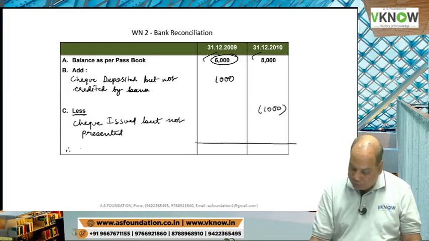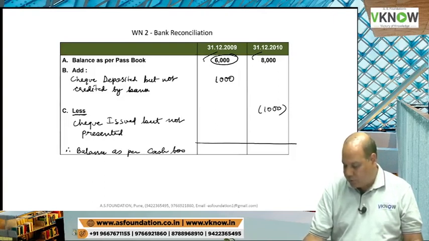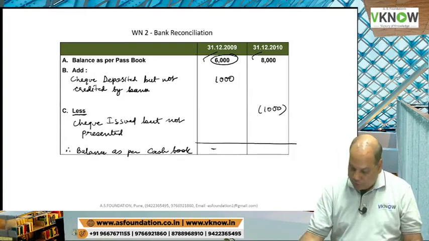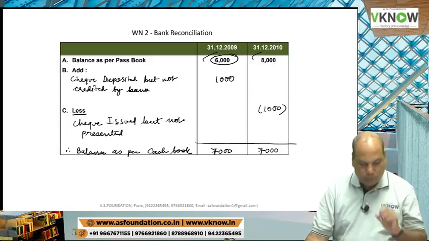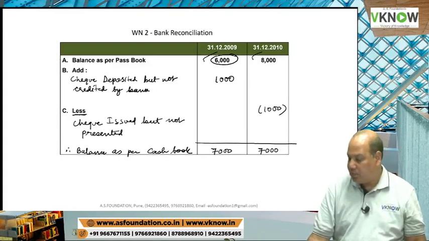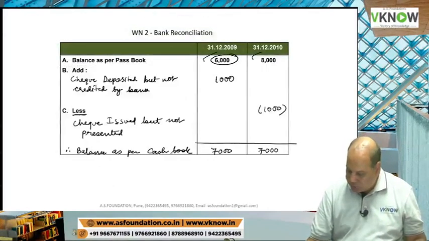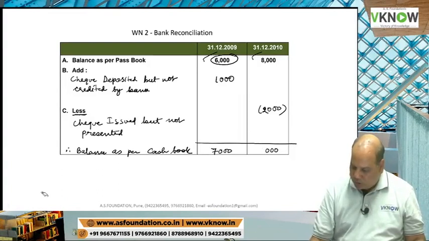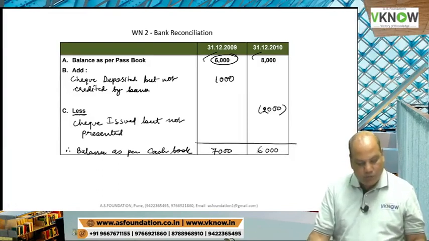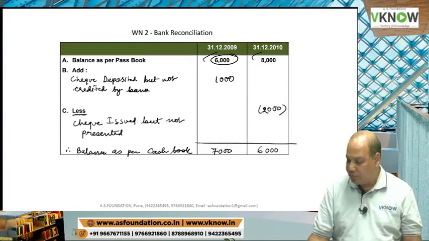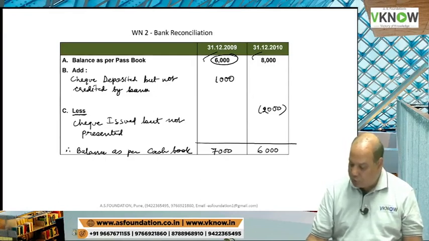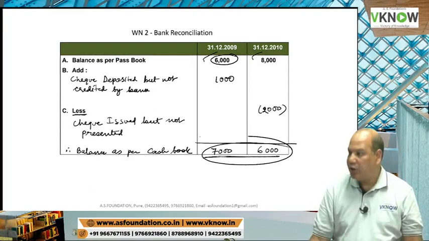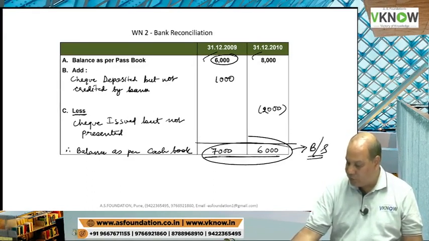So now you will write down therefore balance as per cash book. In the first year it is 7,000. Second year also 7,000. 8 minus 1. Wait a minute. I think this number is 2,000. Let us take the total again. It is 6,000. 8 minus 2, 6,000 is right. And 6 plus 1 is right. So 7,000 and 6,000, kindly transfer to balance sheet. Both figures will go to balance sheet.